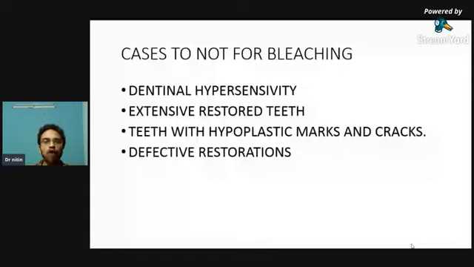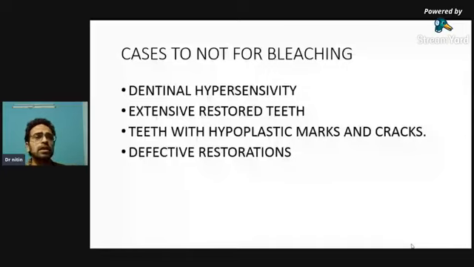Now, cases not to do for bleaching. We are usually more focused on indications, but today I'll start with contraindications, or cases which you should not select. The cases you shouldn't select for bleaching are usually patients with severe dental hypersensitivity, because when you go for a bleaching protocol, obviously you do a pre-visit dental scaling. When we do dental scaling, we become aware whether the patient's teeth are sensitive or not, because when we touch the scaler, a few patients will feel hypersensitive, so they are not the right candidates for bleaching.